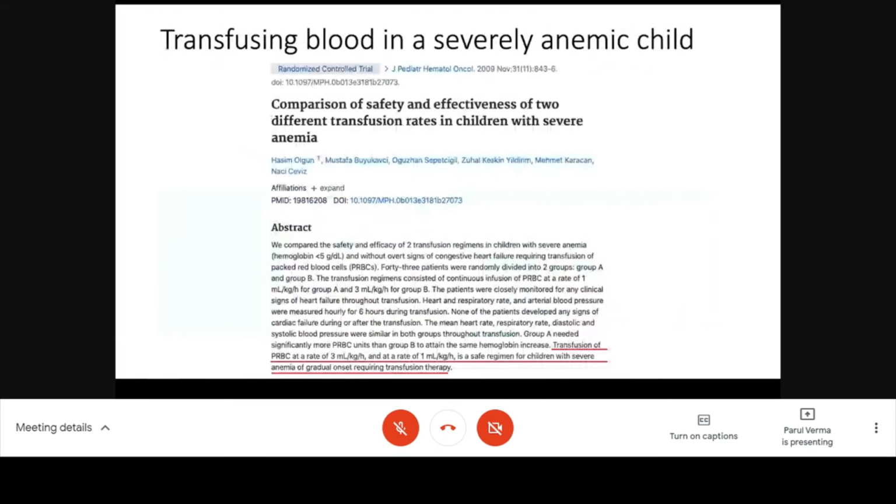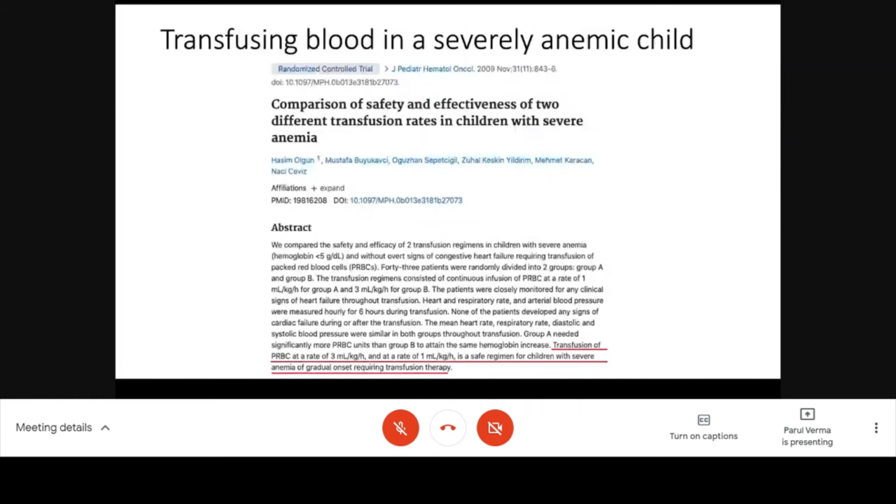Now, transfusing blood in a severely anemic child. Traditionally, partial exchange or exchange transfusion was advocated. I reviewed Medline for this, and the reference which I could get was from the 1960s, when exchange transfusion was being done for severe anemia. Nowadays, exchange transfusion is limited only to conditions like sickle cell disease, where in addition to correction of anemia, exchange also helps to modify the disease.